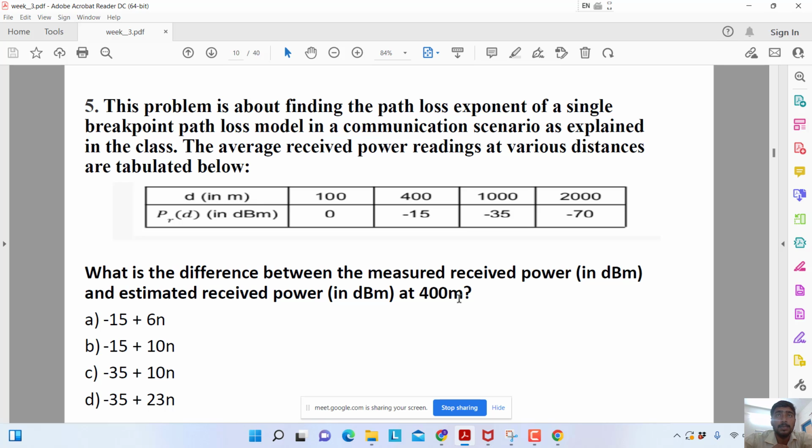Hello guys, please respond. Question is clear. We have to calculate the difference between the measured received power and estimated received power. Please try. If anybody got the answer, can comment or speak.